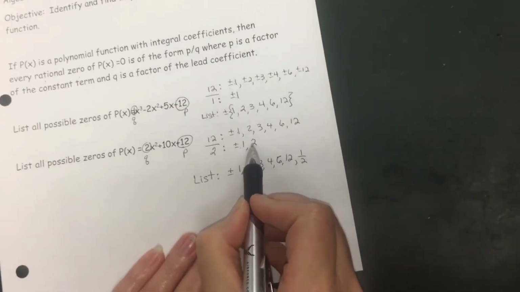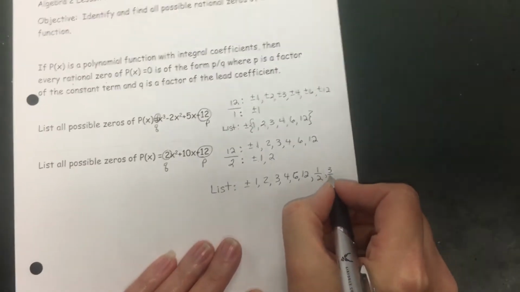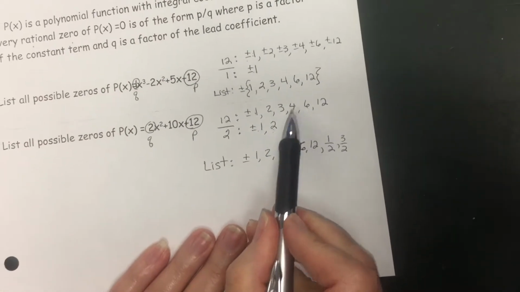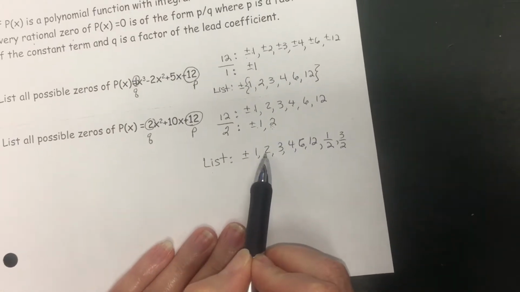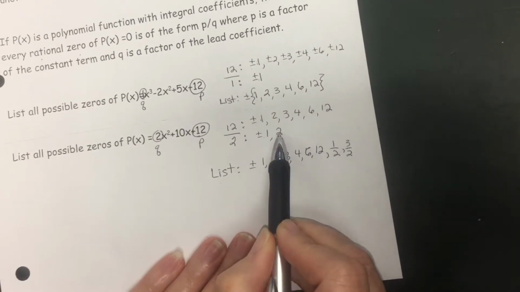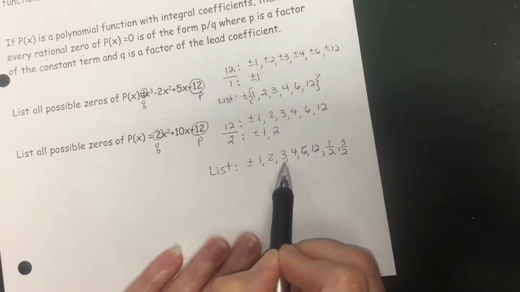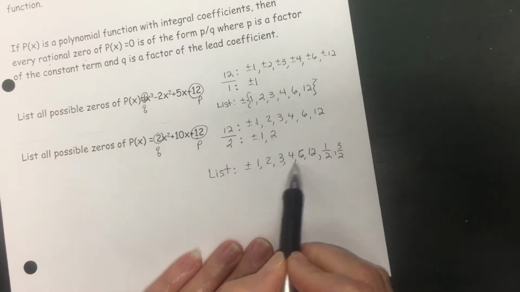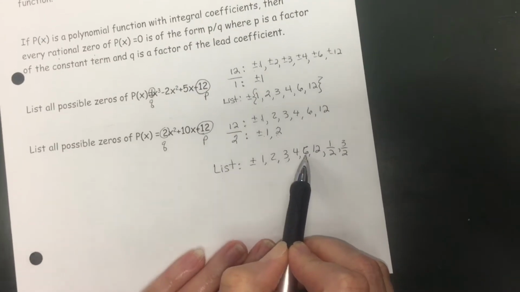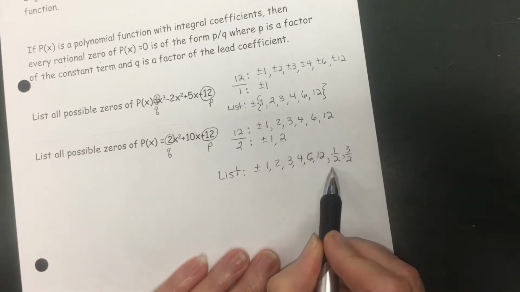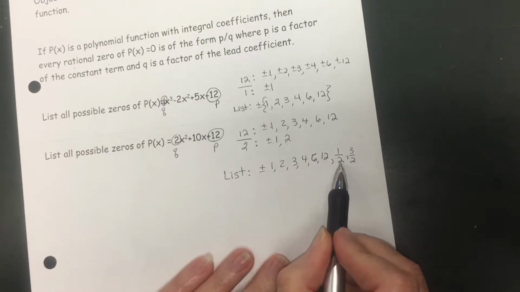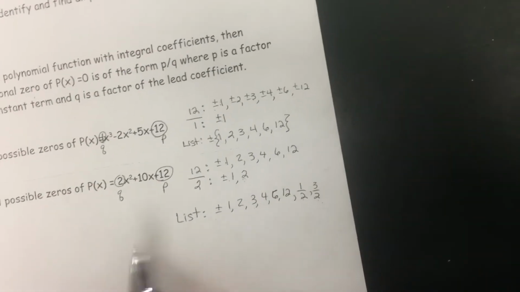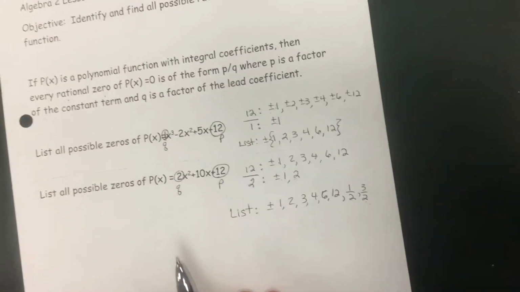Then I can go 3 divided by 2. And of course, 4 divided by 2 is 2, and I already have that one, so I don't need to list it. 6 divided by 2 is 3. I already have 3, so I don't have to make a list again. And 12 divided by 2 is 6, and I already have 6, so I don't have to list that again. So with the 2, I have 2 more possibilities, plus or minus 1/2 and plus or minus 3/2. So again, this is my list of possible rational zeros. All right, let's flip over.